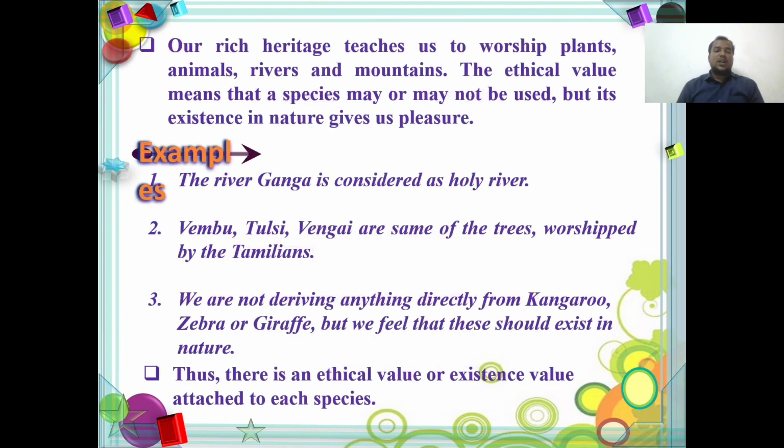Our rich heritage teaches us to worship plants, animals, rivers, and mountains. Ethical value means the species may or may not be used, but its existence in nature gives pleasure. For example, the river Ganga is considered a holy river, and the Neem, Tulasi and Vengai trees are worshipped by Tamil people. We are not deriving anything directly from the kangaroo, zebra, and giraffe, but we feel that these should exist in nature.